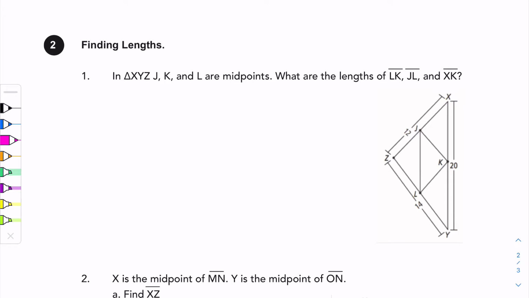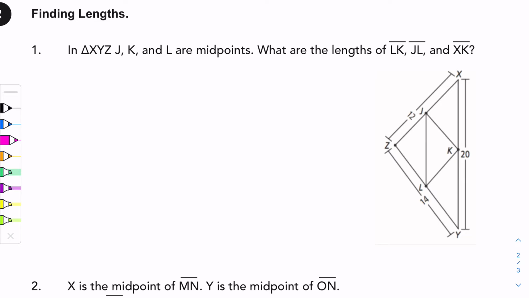For the next example set, we're going to be using the fact that the midsegment is half the length of the third side. So we're going to be completing some algebra in order to find missing side lengths of this triangle.